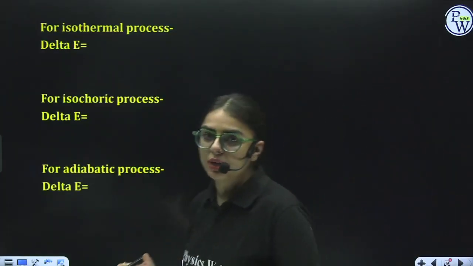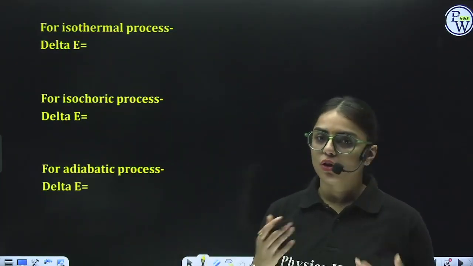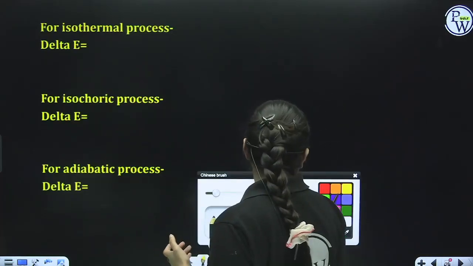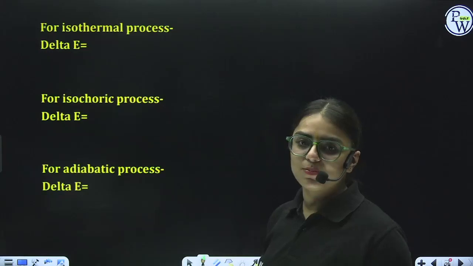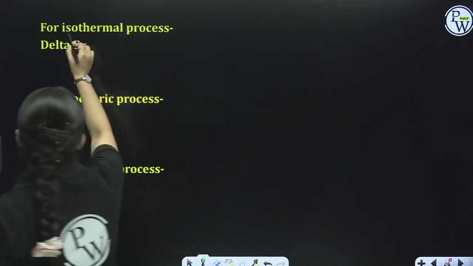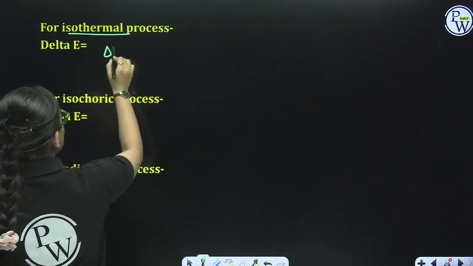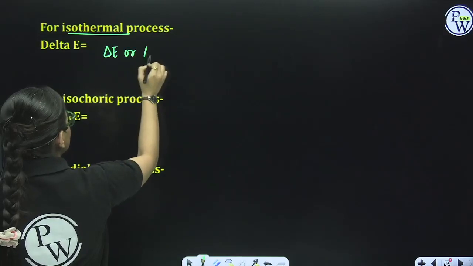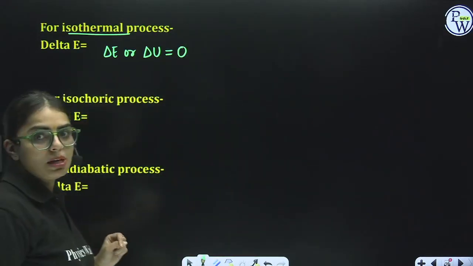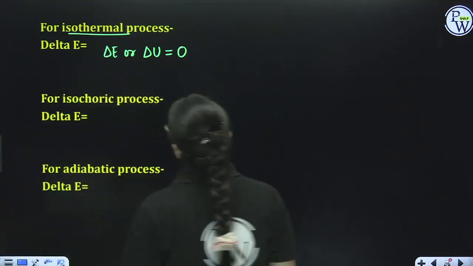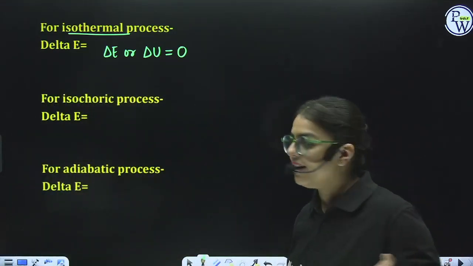Now we are going to calculate delta E or delta U for all the processes. Let's start with the very first one over here, students. So we basically have the isothermal process. For isothermal, I already told you that delta E or delta U is a temperature dependent term. So delta U will become 0 for an isothermal process. Clear everyone? Okay.